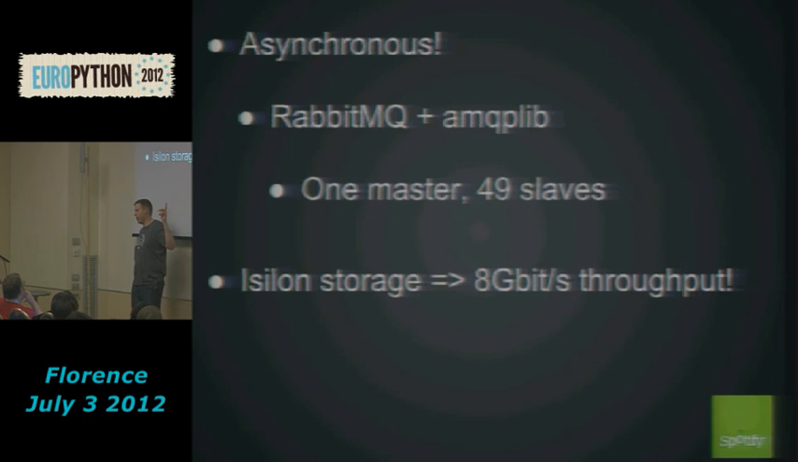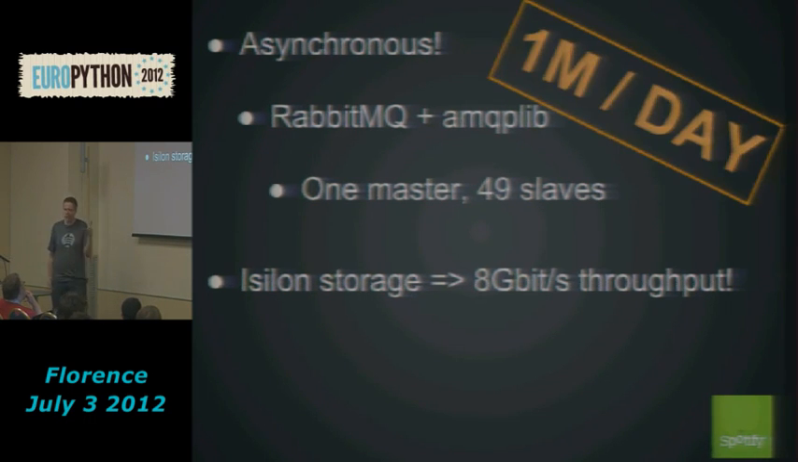And it's amazing. It has like 8 gigabit throughput. So the SRE guys, actually the ops guys, added more network interface cards to our transcoding boxes because we couldn't utilize the whole Isilon speed. It's like a distributed high-performance storage, so we can actually get 8 gigabit throughput from there, and that means that we can do 1 million transcodings of audio per day.